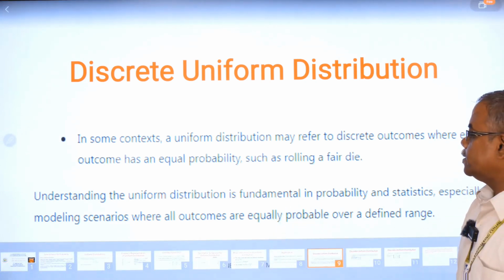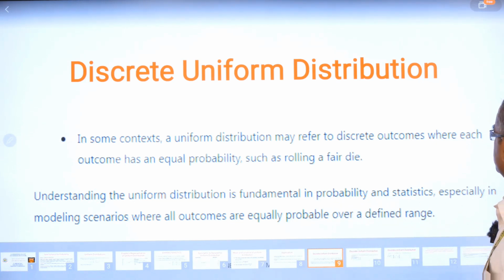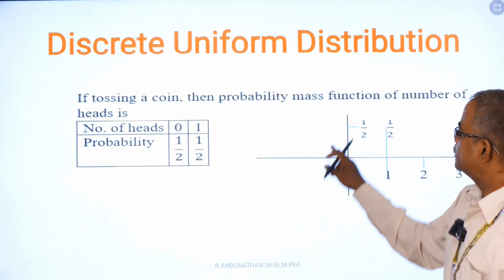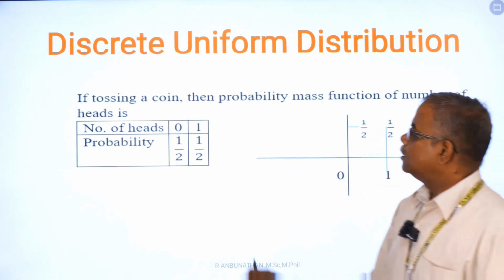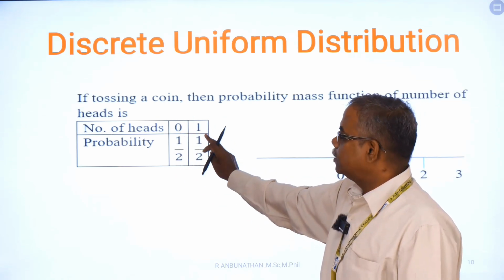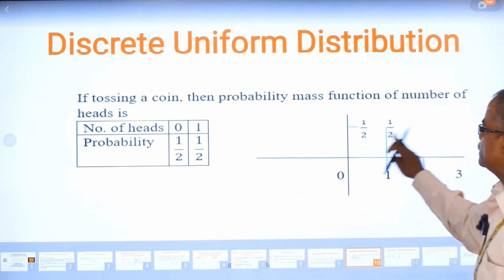Especially in modeling scenarios where all the outcomes are equally probable over a defined range. We will discuss this with an example. If you are tossing a coin, then the probability mass function of the number of heads will be either 0 or 1. If it is 0, the probability is 1 by 2. The number of heads being 1 also has probability 1 by 2. That is represented in the diagram.